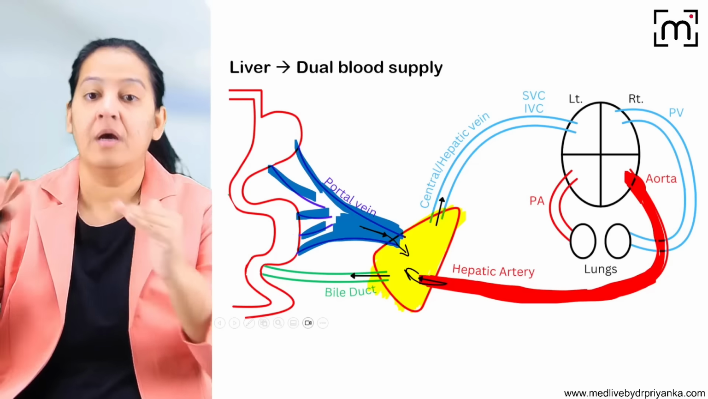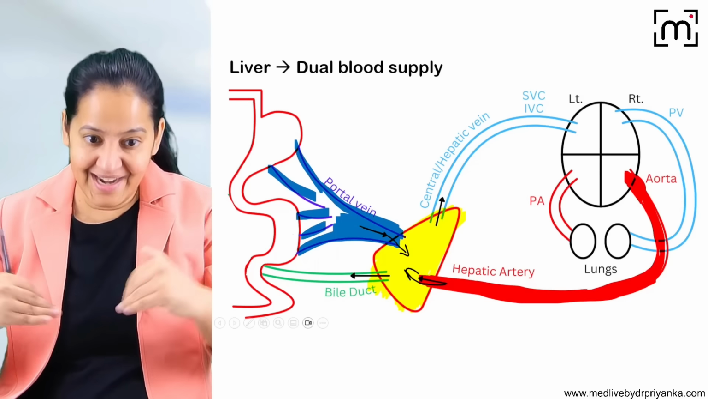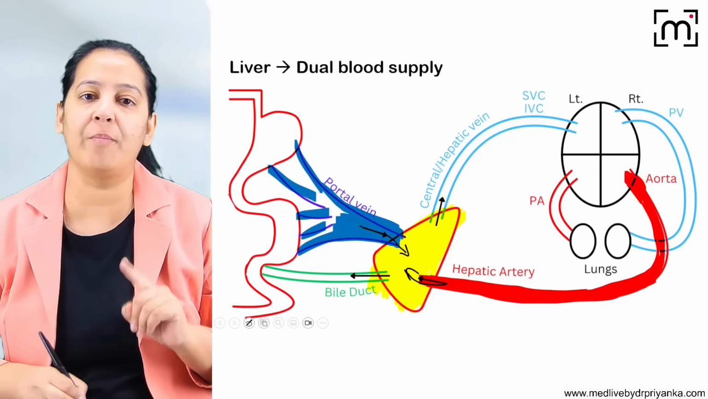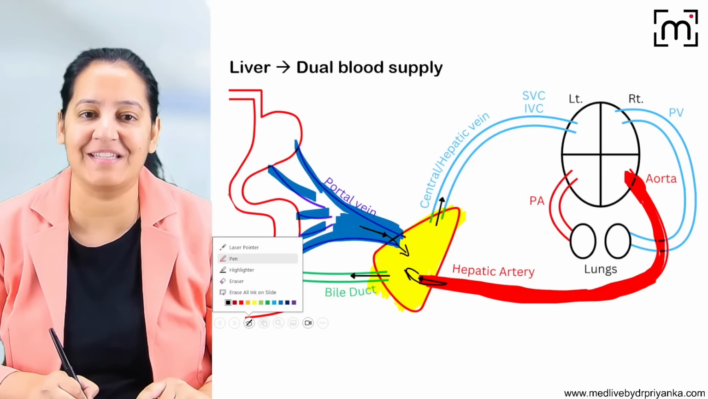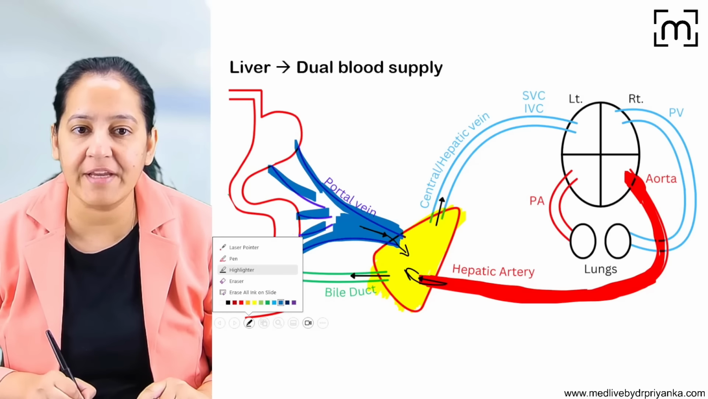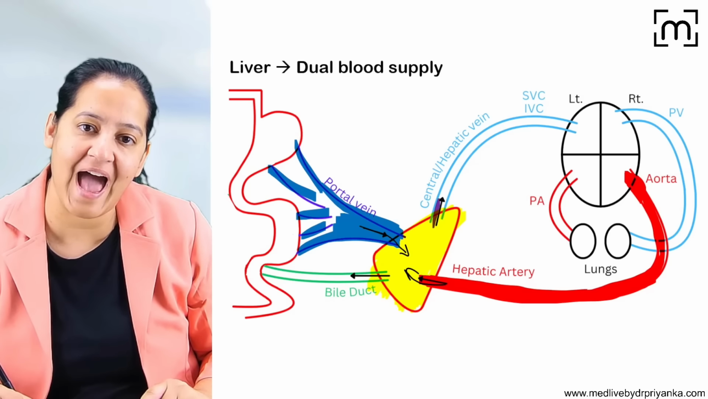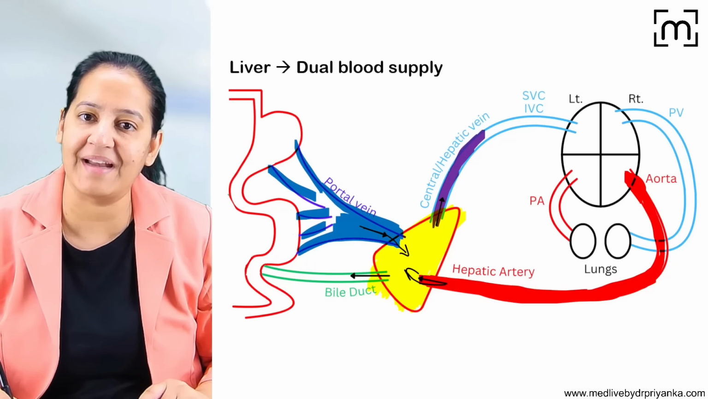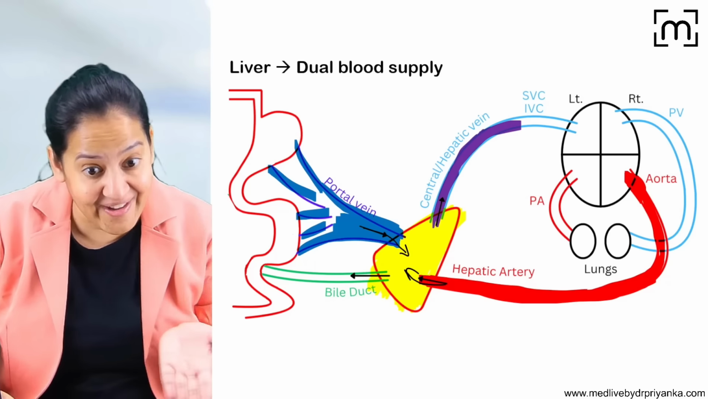Now the inlet is 2, the supply is 2, but the exit is 1. So what is the common exit? That is the vein, the hepatic vein. So let me highlight the hepatic vein here. Look at the arrow, look at the exit. So the exit is the common exit, that is known as hepatic vein or central vein, that drains the blood.